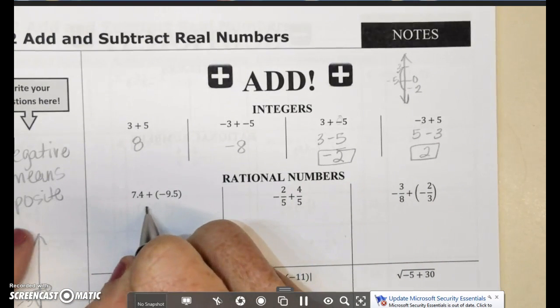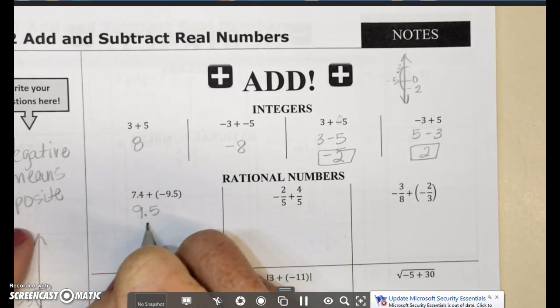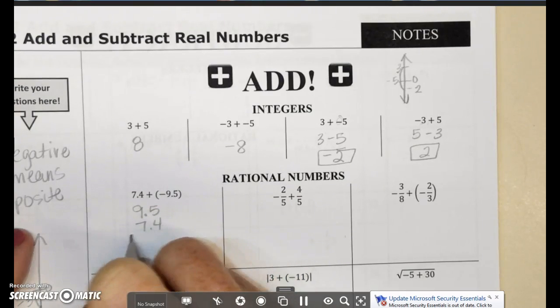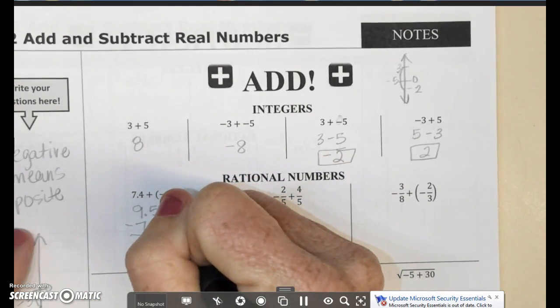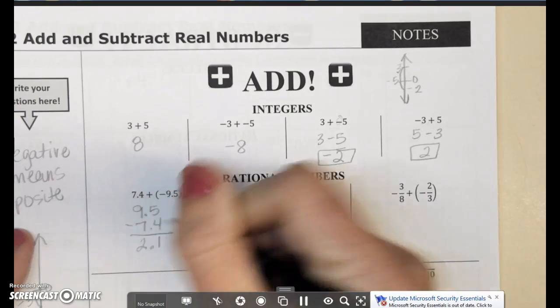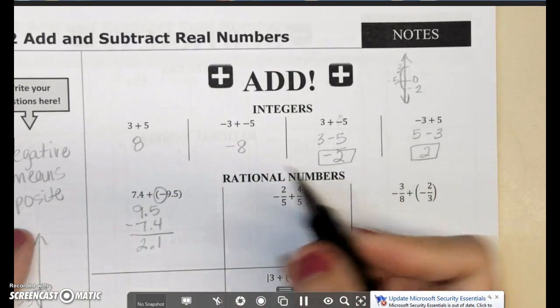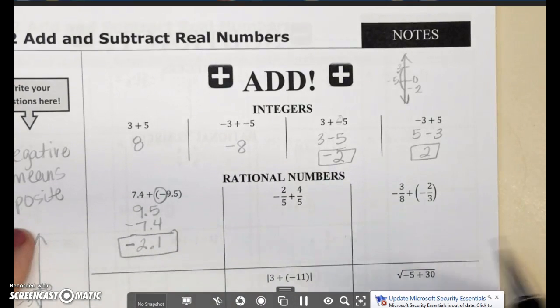So what you can actually do is just leave that negative off there for a minute, okay? And just find the difference between those two things. So you have 9.5 minus 7.4, 5 minus 4 is 1, put your decimal down, 9 minus 7 is 2, but we know that it's the opposite of that. We have more negative than we have positive, so our answer is going to be negative.